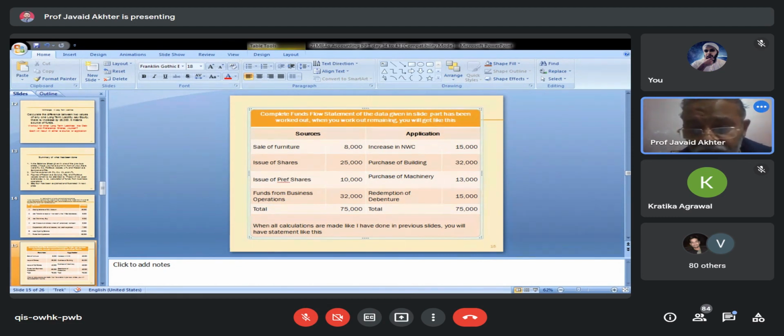Is this fine? If there are questions, you can ask. If not, I'll complete the discussion on fund flow statement and we will move on.